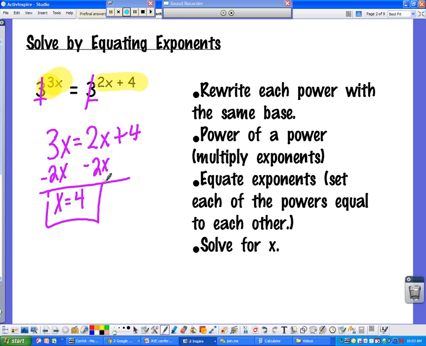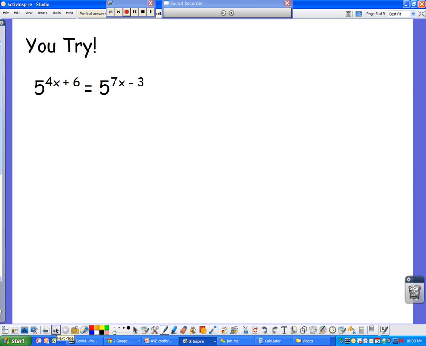Okay? And that's it. That fast, that easy. So go ahead and do the next one, the u-try: 5 to the 4x plus 6 equals 5 to the 7x minus 3.